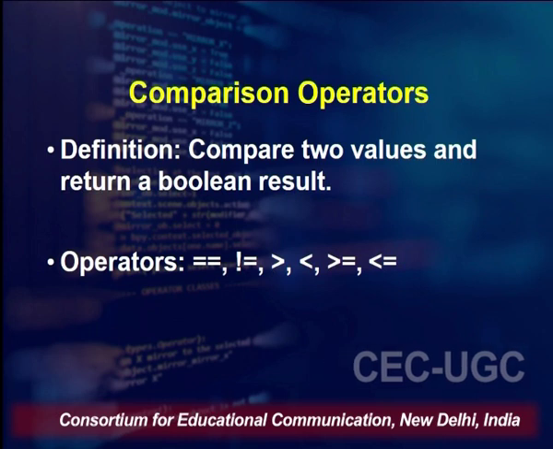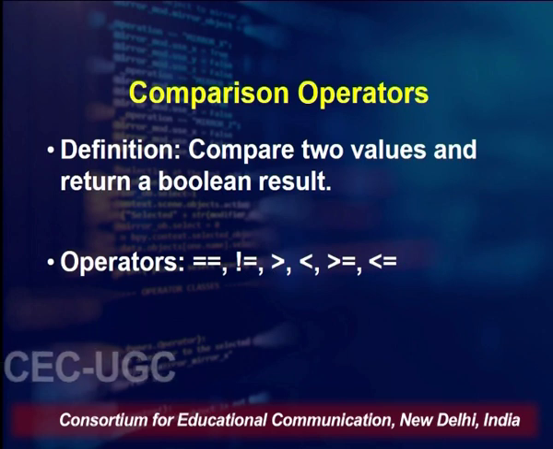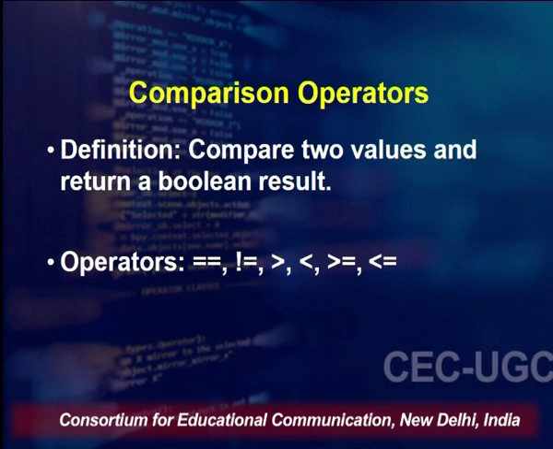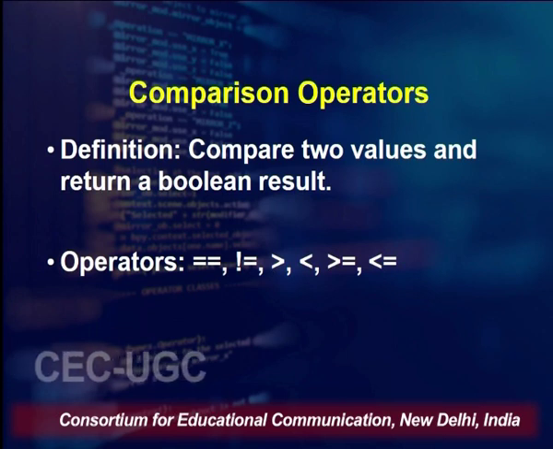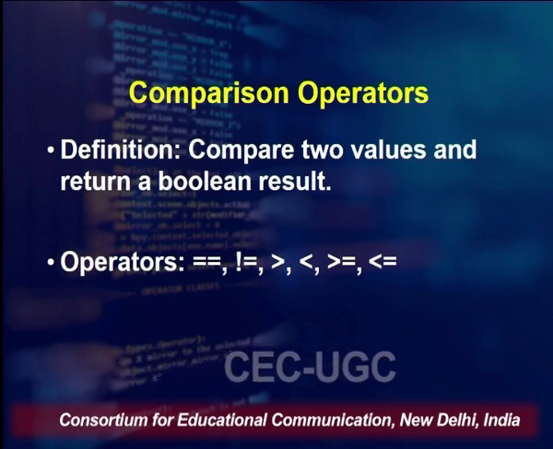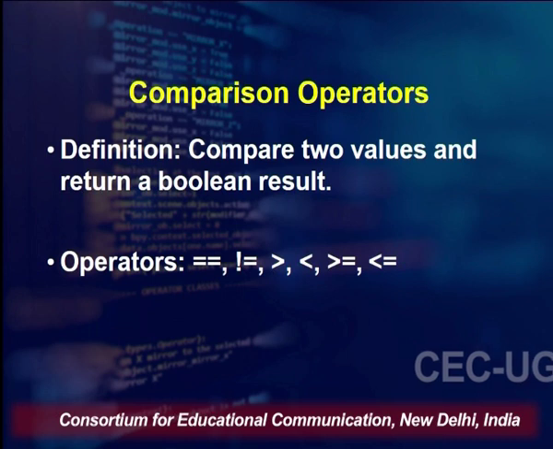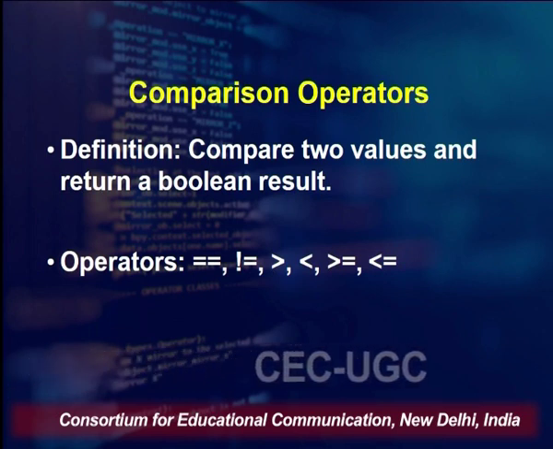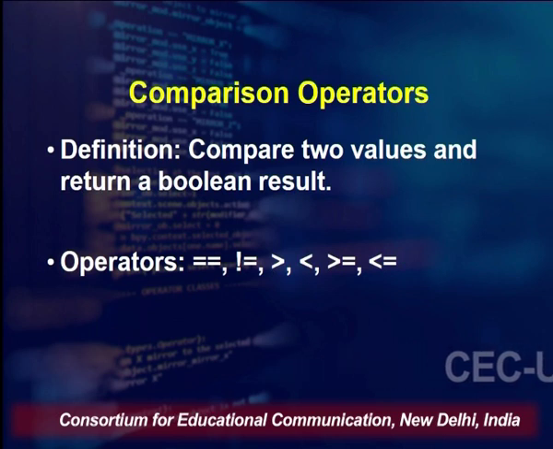Then of course, we have the comparison operators to compare two values and return a Boolean result. Boolean result means that it will give you a result as true or false, right. The first comparison operator is equal to, which checks whether two values are equal or not. Then you have the not equal to operator, then the greater than, less than, greater than equal to and less than equal to operators. These are all very standard operators that we find in almost all programming languages.